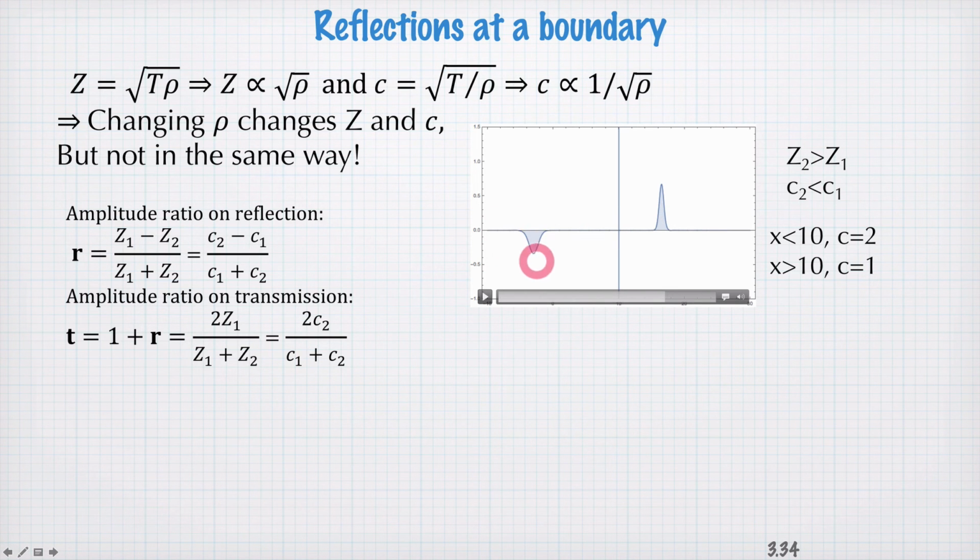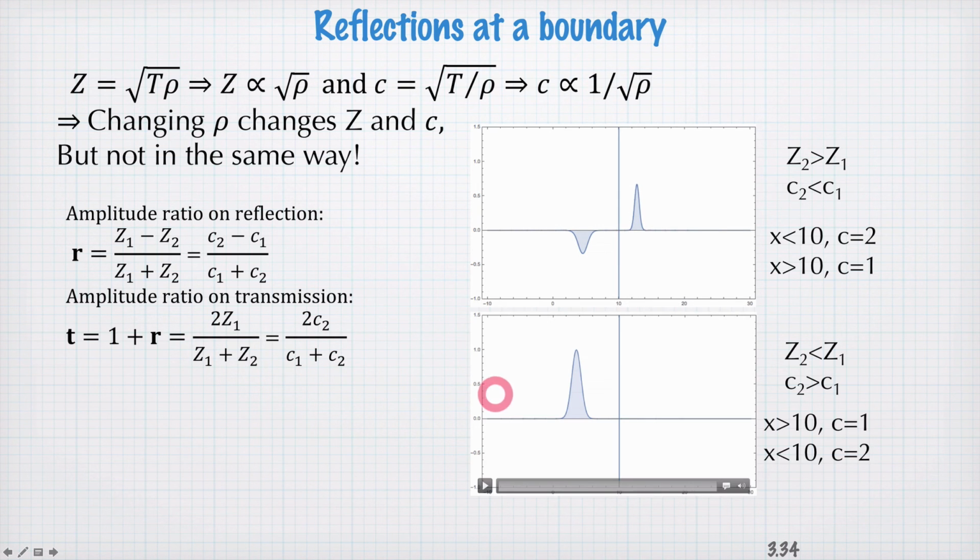On reflection, the phase is inverted, and you can see this in the reflection coefficient, which is negative when you have Z1 minus Z2 being negative, or C2 minus C1 being negative, which is the case here. The transmission coefficient is some number less than 1 because r is negative. And so the height of the wave on transmission, you can see the amplitude is lower than the incident wave.